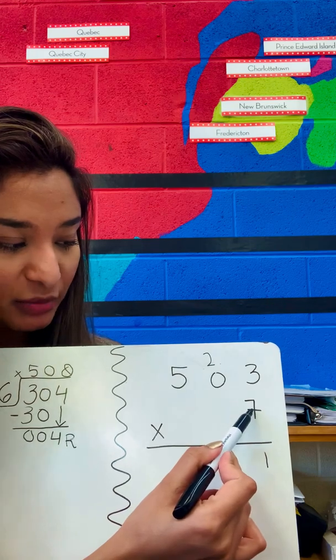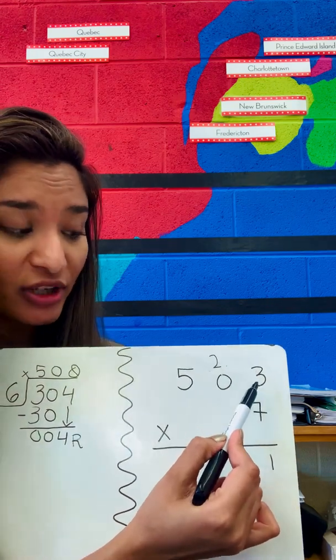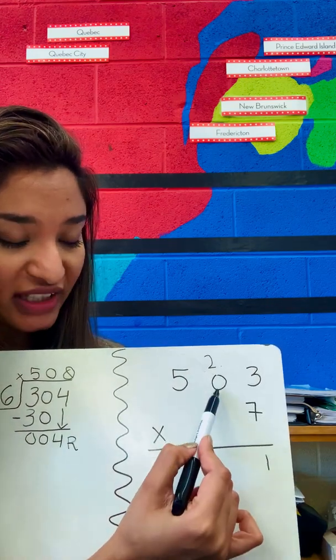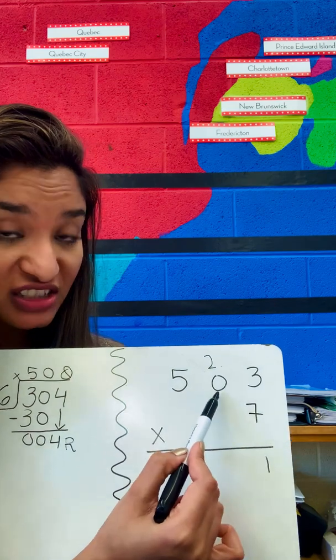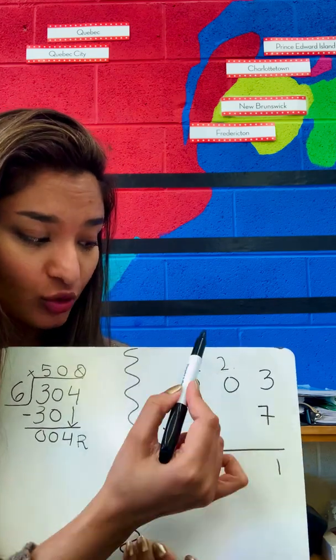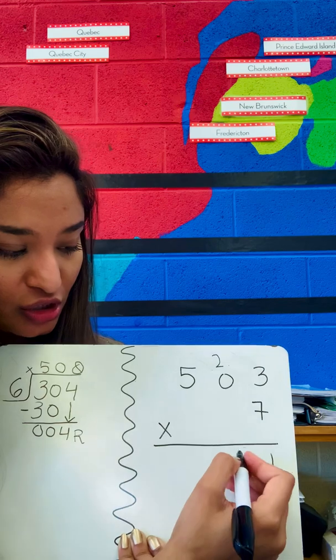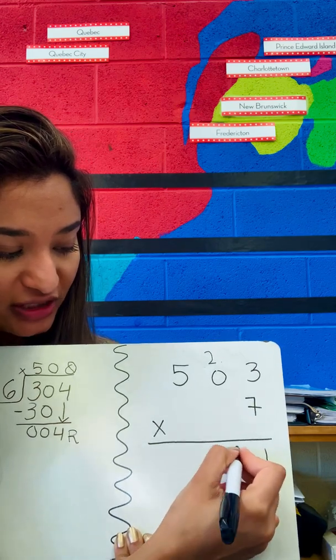So I'm done multiplying my 7 to my 1s. Now I need to multiply my 7 to my 10s. So 7 times 0 gives me a 0 plus 2. So I would have 2 here, right?